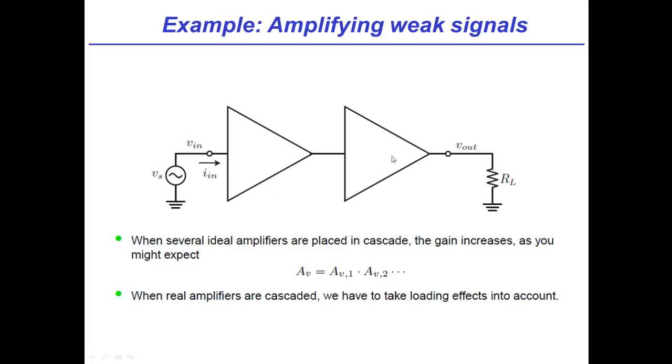So it's the same exact math we did, except you have 2 stages. Now, if they were ideal, it would be very easy to calculate the gain from the input to the output. You would just multiply all of the individual gains.